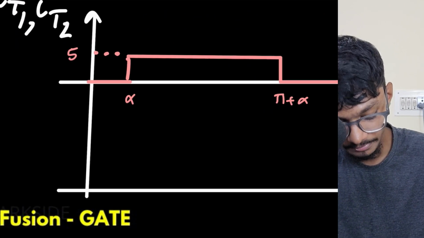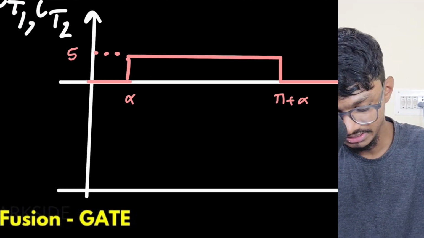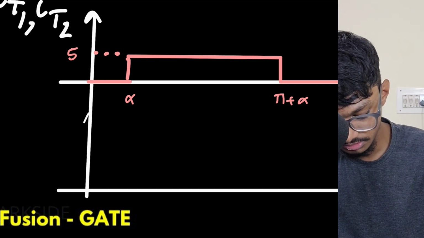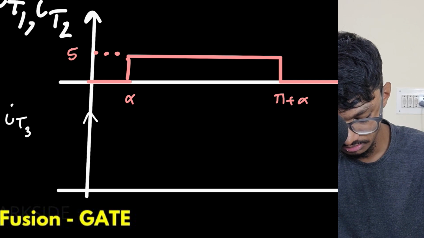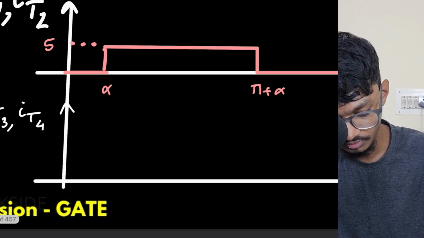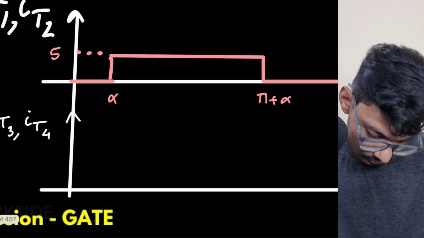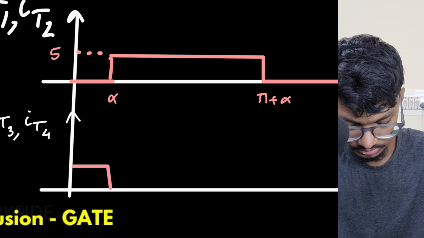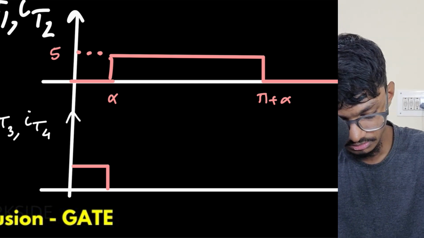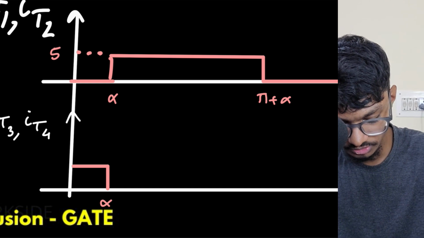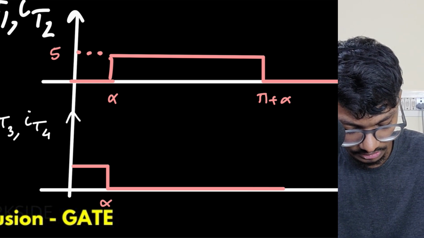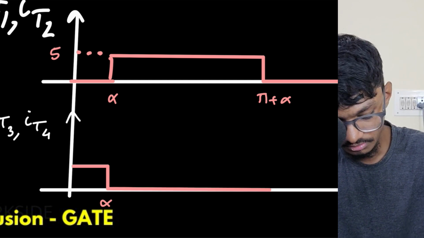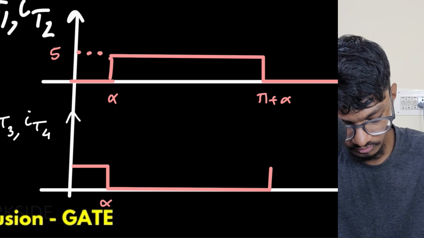But at pi plus alpha, what will happen? The current needs to be continuous, right? So obviously at pi plus alpha, the thyristors T3 and T4 will conduct. Okay. So the waveforms will be something like this. This will be alpha, and before T1 and T2 start to conduct, their currents will be 0. They will be naturally commutated, and as soon as they turn off at pi plus alpha, T3 and T4 will start to conduct.